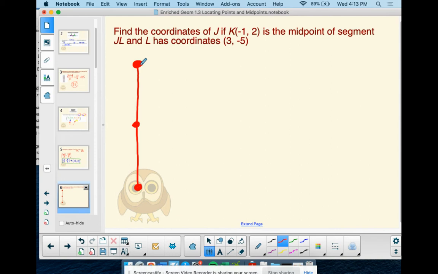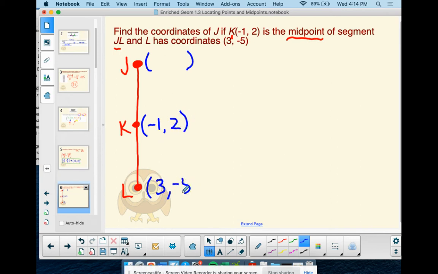I like to draw myself a picture like this. It helps me think about it. So I know my segment has endpoints J and L and has a midpoint of K. They told me all this information here. K is the midpoint of segment JL. Now let's label. We're looking for the coordinates of J. This is a mystery. We have to figure out what goes there. We were told K is at (-1, 2) and L is at (3, -5).